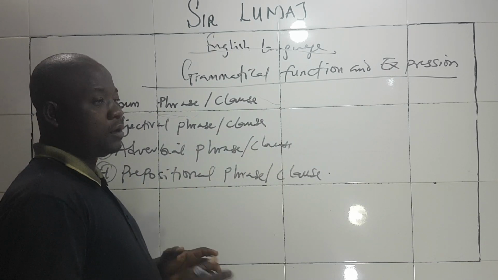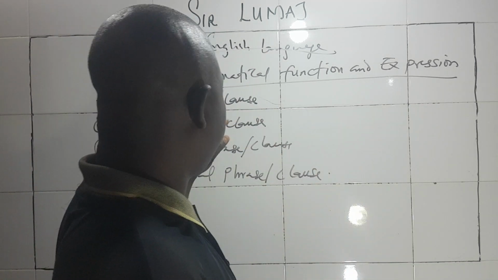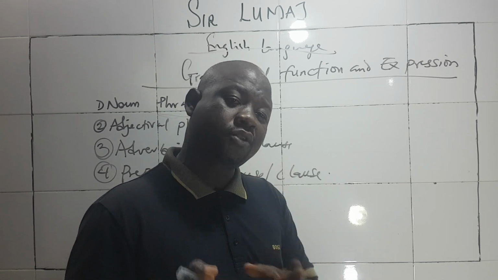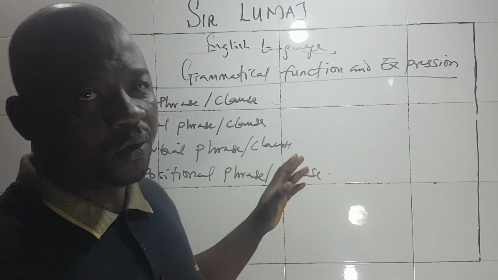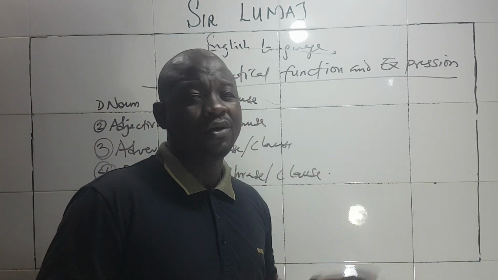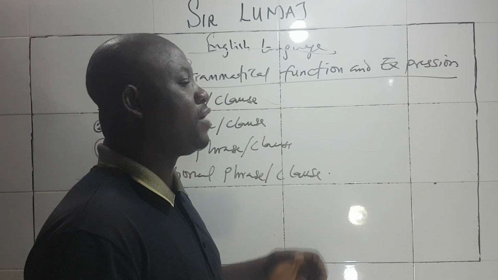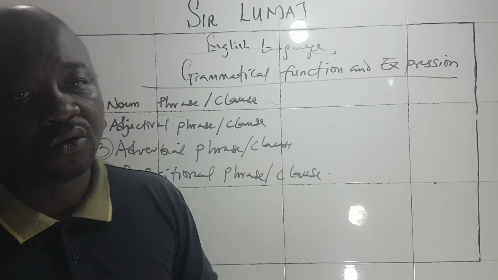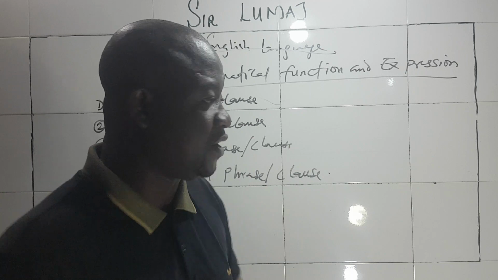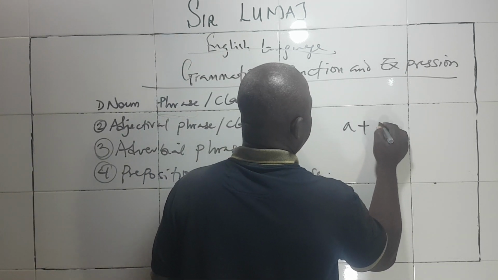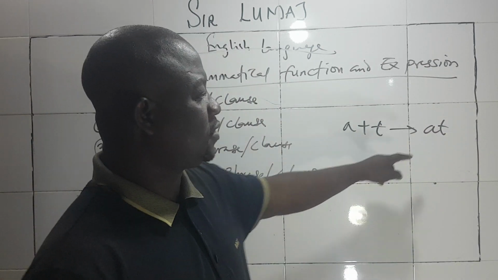Noun phrase or clause. First, let me re-explain phrase and clause. When I was doing the introduction to English language, and if you have not watched my introduction on English language, please try and take that pain, watch it, so that you can have full dealing about grammatical function and expression. I said when alphabets come together, they are going to give you your words. If I say A plus T, they are going to produce a word, which is art. Art is a word.